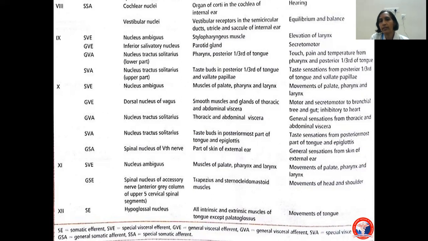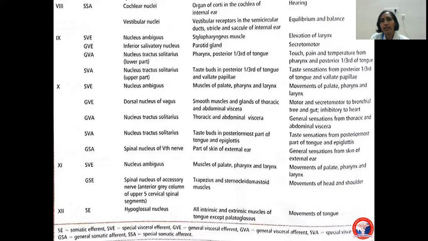The second motor component is general visceral efferent. It arises from the dorsal nucleus of the vagus and innervates the smooth muscles and glands of thoracic and abdominal viscera. And these fibers are motor or secretomotor to the bronchial tree as well as the gut, whereas they are inhibitory to the cardiac muscles.